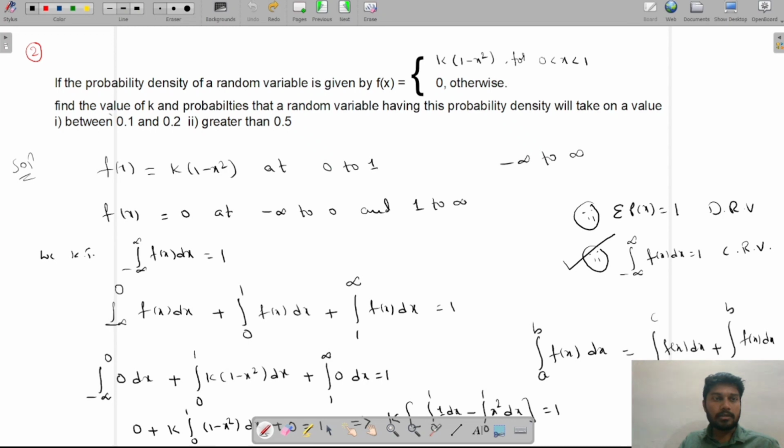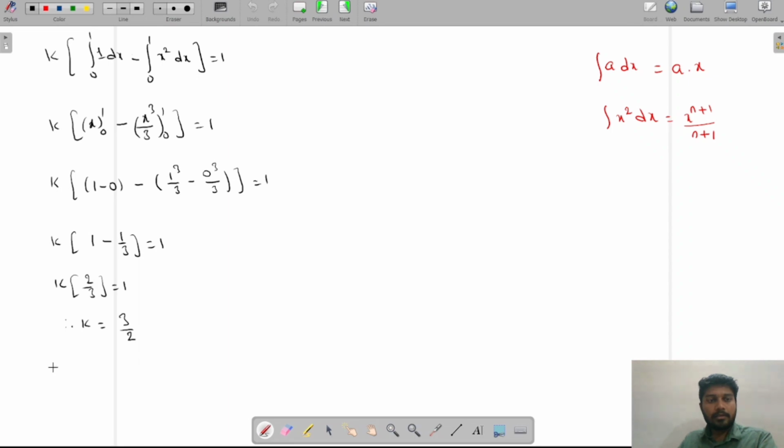So in this question, it asks to find the probability between 0.1 and 0.2, and one more asks to find greater than 0.5. Okay, so let's solve those two also, right? So come to the first question, between 0.1 and 0.2. So can I write p of 0.1 less than x less than 0.2, and it can be denoted as integration 0.1 to 0.2 f of x dx, right?